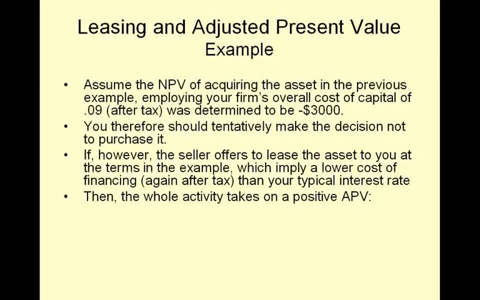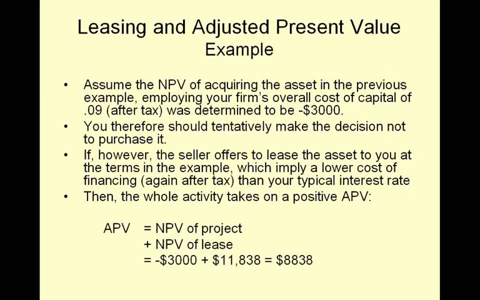That is, the APV equals the NPV of the project plus the NPV of the lease, or minus $3,000, which is the negative NPV of the project, plus the $11,838 NPV of the lease, for an adjusted present value of $8,838.